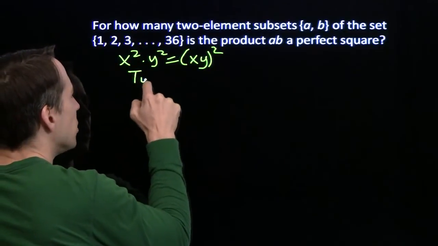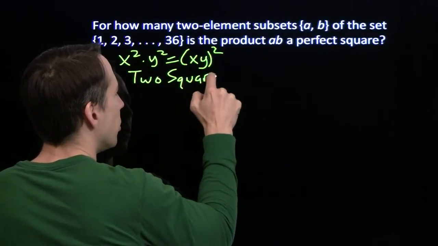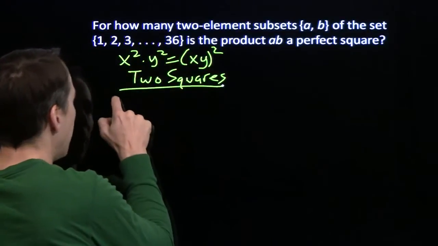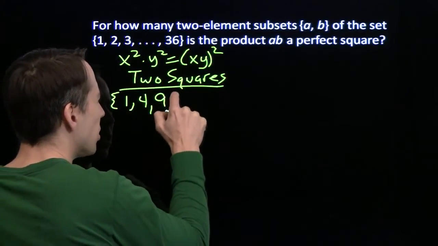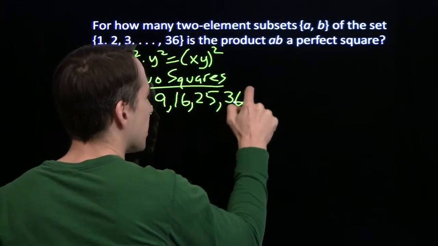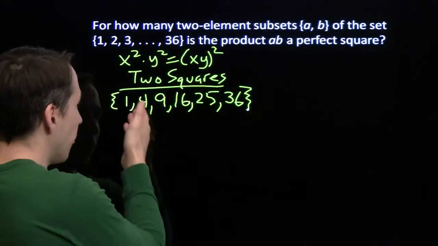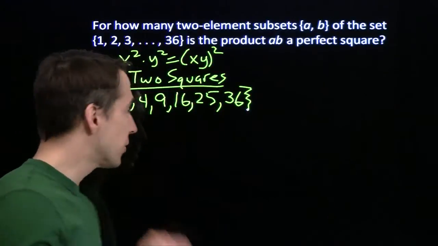So if we just look at choosing 2 squares, we can count a bunch of pairs whose product is a perfect square. So let's just look at the squares first: 1, 4, 9, 16, 25, 36. I choose any 2 of these, multiply them together, I'm going to get a square. 4 times 16, that's 64. 9 times 25, 225, it's 15 squared.